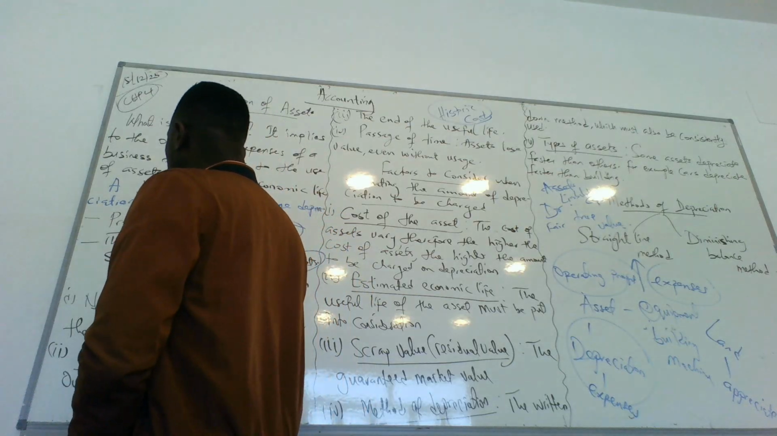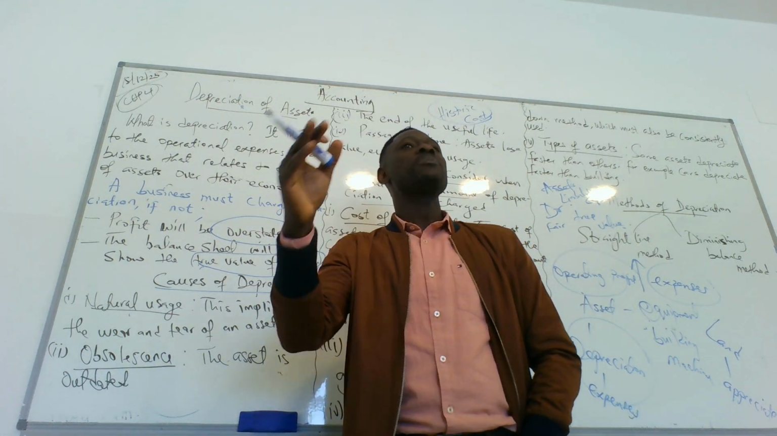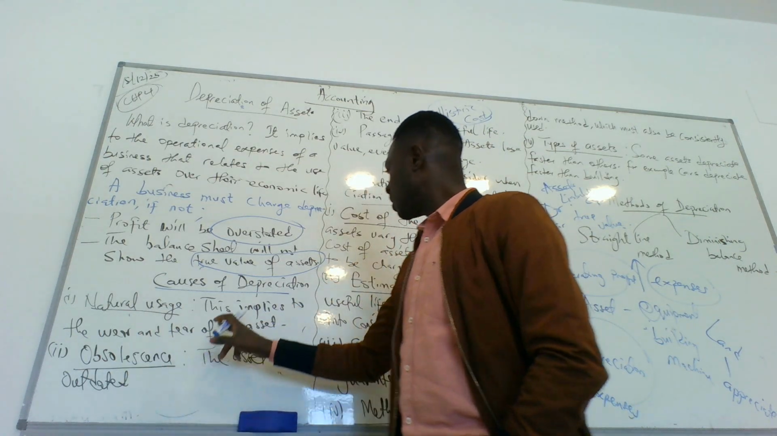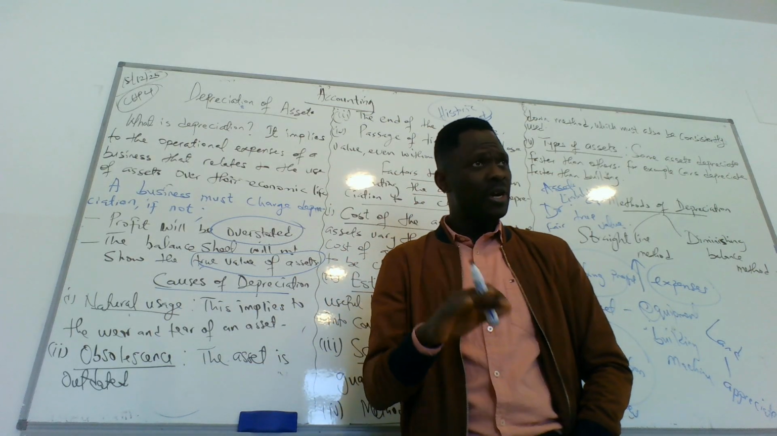Number one, natural usage. Because we are using it, it is expected that the value drops. Do you get that? Natural usage. This applies to the wear and tear of an asset. You are using it. The value is expected to drop.